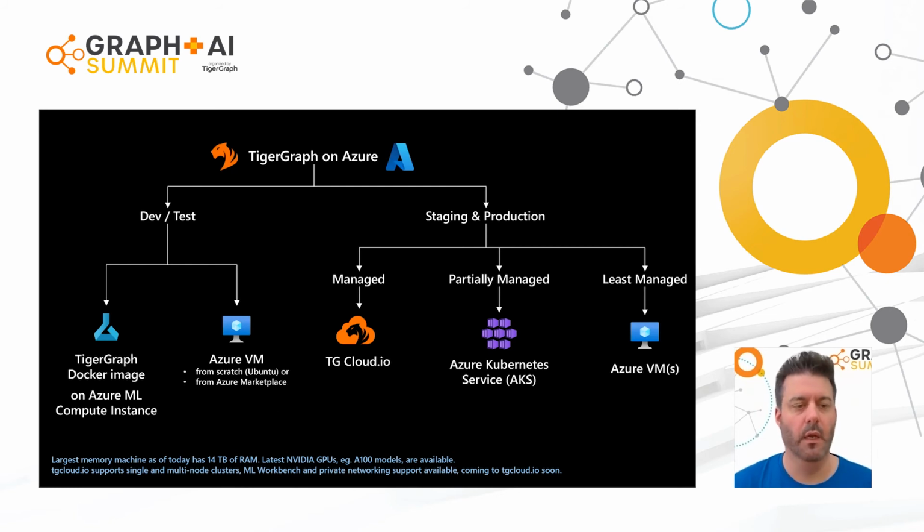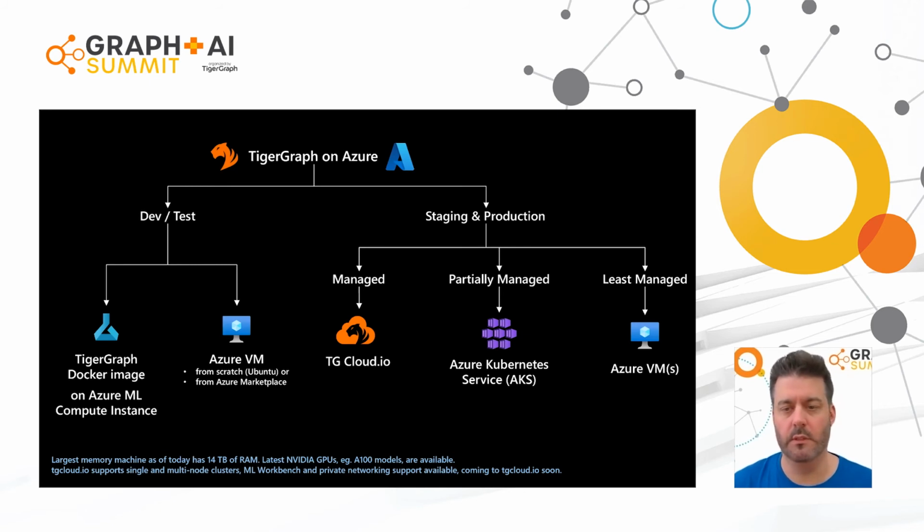This would be to take the TigerGraph Docker image and run it on an Azure Machine Learning compute instance. I will show you in a moment what a compute instance is, but just to make you aware, this could be an option which might be more comfortable. And then on the other hand, staging and production.